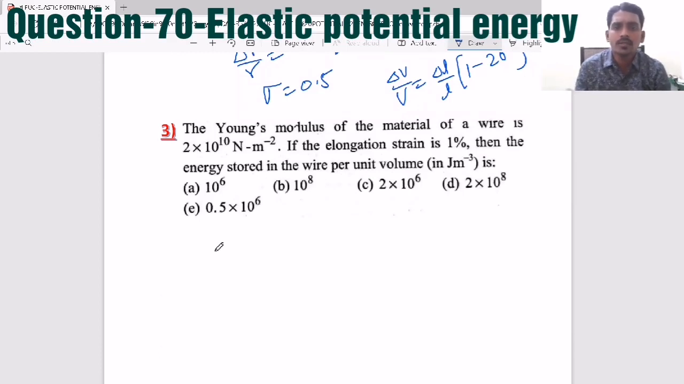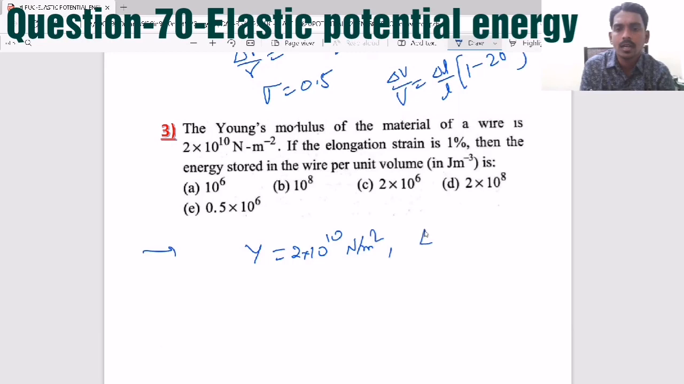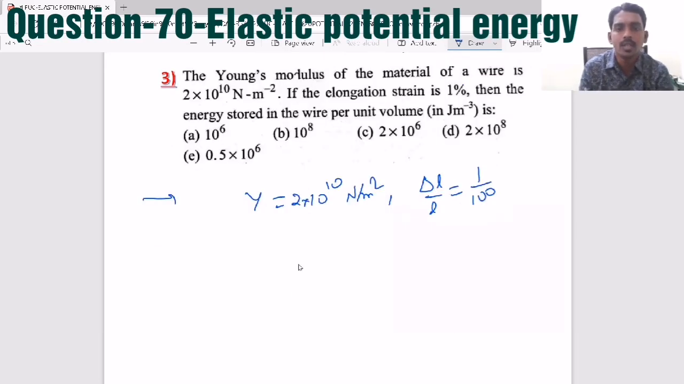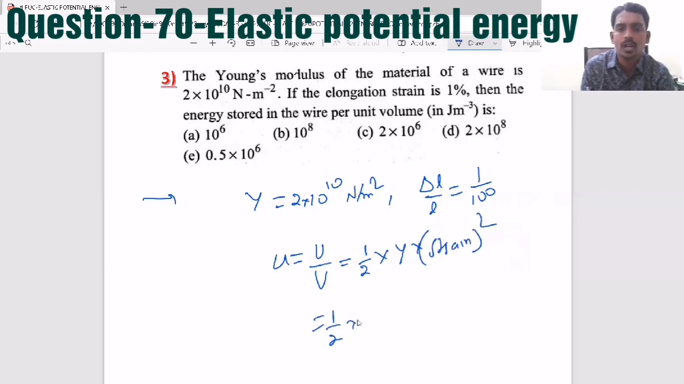Now, the Young's modulus of the material of a wire is, so they have given Young's modulus, that is 2 into 10 power 10 Newton per meter square, and percentage change they have given, so delta L by L will become 1 by 100. Then the energy stored in the wire per unit volume, that means energy density they are asking. Energy density equals half into stress into strain. But here they are asking the formula in terms of Y and strain. So I can take it as half Y into strain whole square. So Y is 2 into 10 power 10 and strain is 1 by 100 whole square.